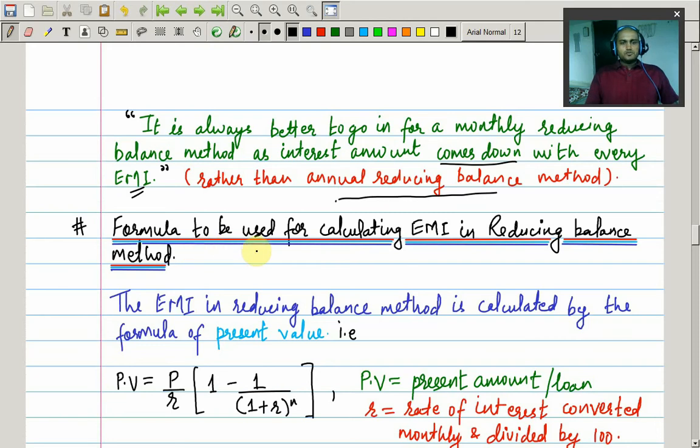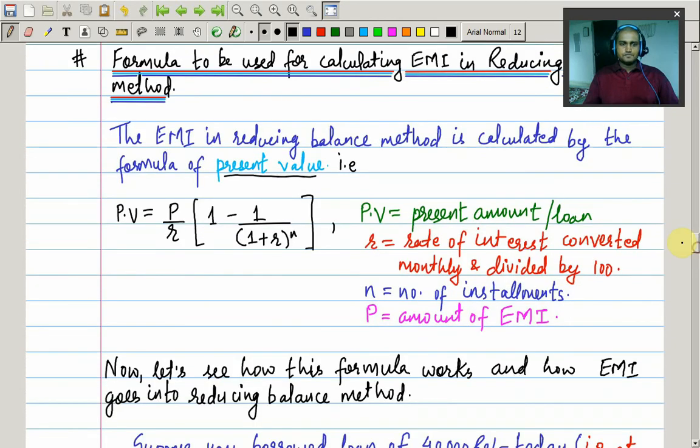So, the formula to be used for calculating EMI in the reducing balance method. To get EMI in the reducing balance method, we use the formula for present value of annuity. So this is the formula for present value of annuity. Why this present value? This present value is the loan taken right now, and this P is the installment of the annuity. So here this is my EMI installment.